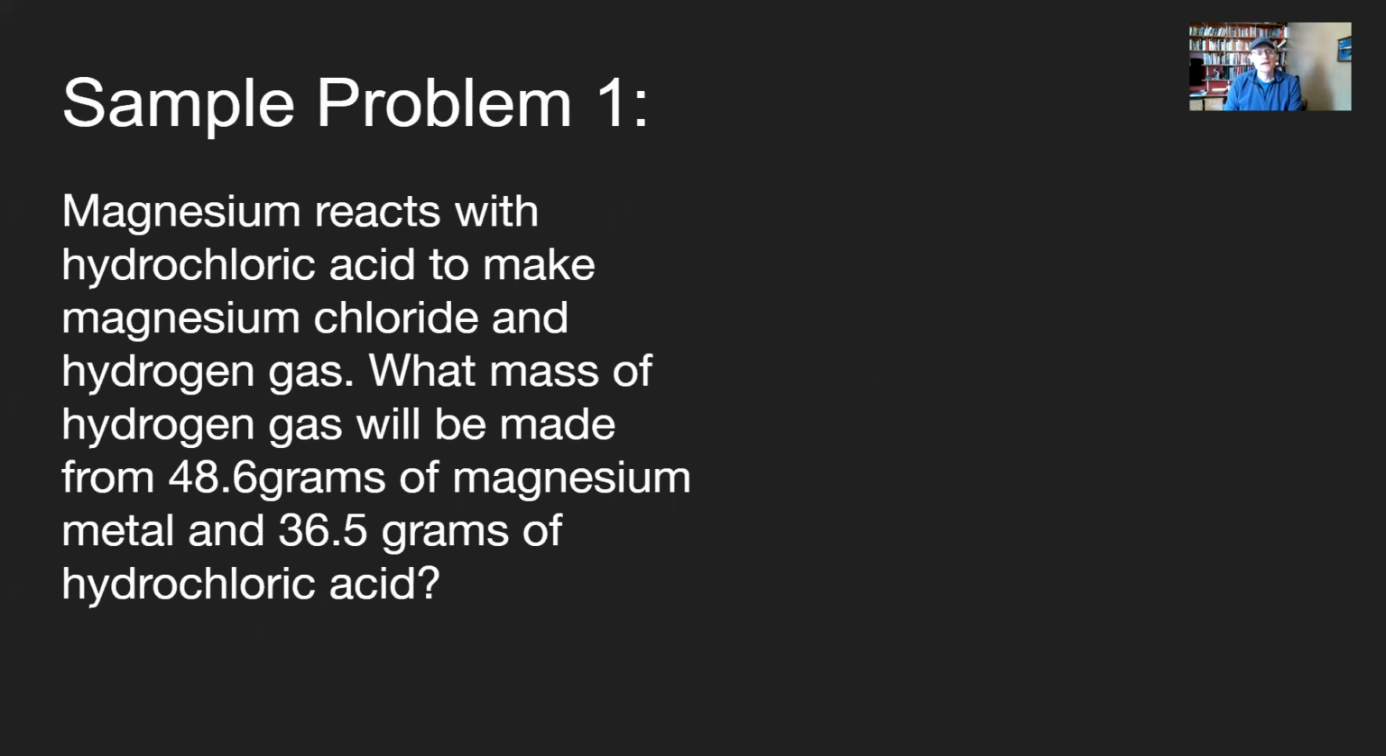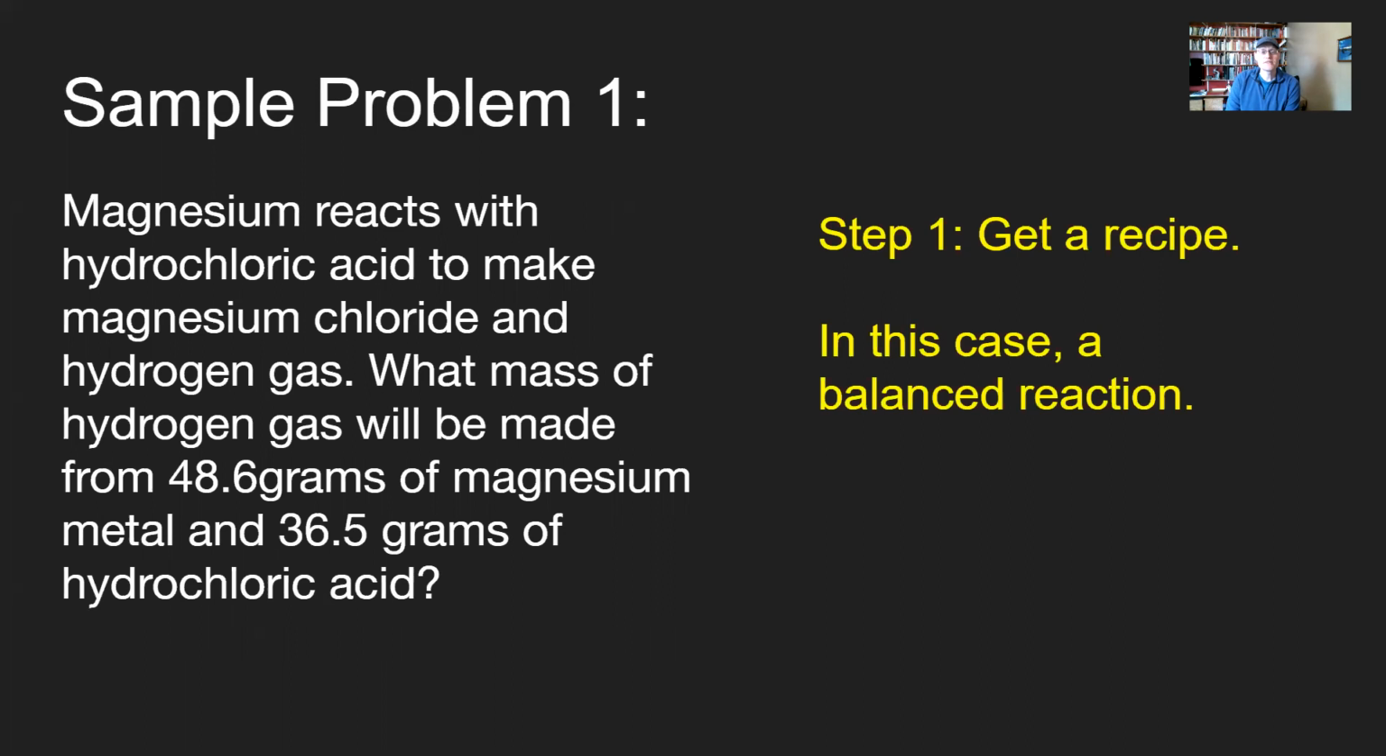Magnesium reacts with hydrochloric acid to make magnesium chloride and hydrogen gas. What mass of hydrogen gas will be made from 48.6 grams of magnesium metal and 36.5 grams of hydrochloric acid? Well, the very first step is that we need to have some type of recipe. And in chemistry, as you know, the recipe is the balanced equation or balanced reaction.